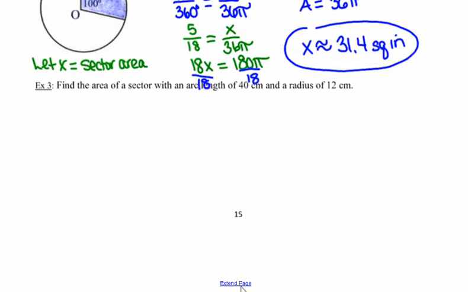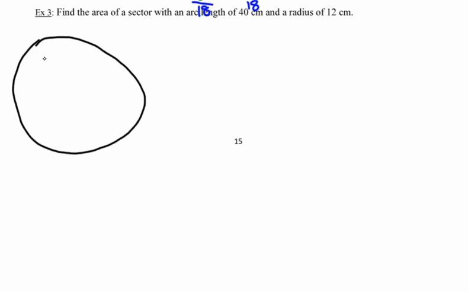Number 3, they don't give me a picture like they did with the first two. So if you're a very visual person and you find it helpful, go ahead and draw a picture. They tell you we're looking at a sector. So there's my sector. We're trying to find the area. So once again, I'm going to say let X be my sector area.